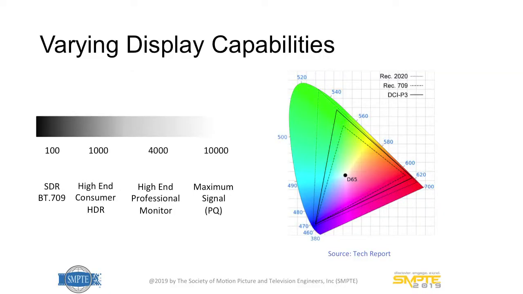The high-end consumer HDR models are around 1,000 nit peak brightness, lower-end HDR around 600 to 700 nits. The highest-end professional monitors are around 4,000 nits, and in systems that encode absolute values like perceptual quantizer, or PQ, or SMPTE 2084, they assign exact code values to luminance, and the maximum encodable value is 10,000 nits.